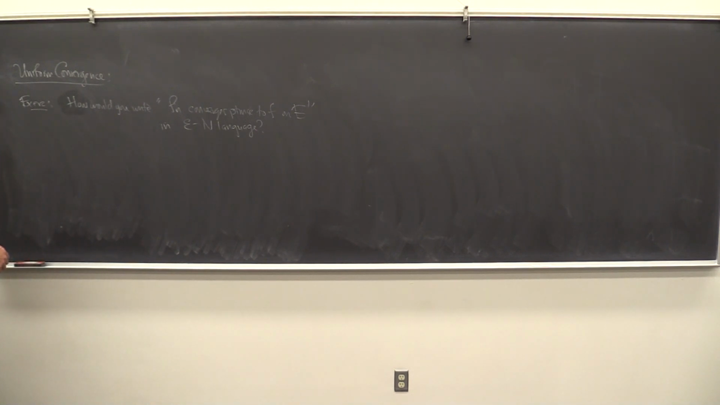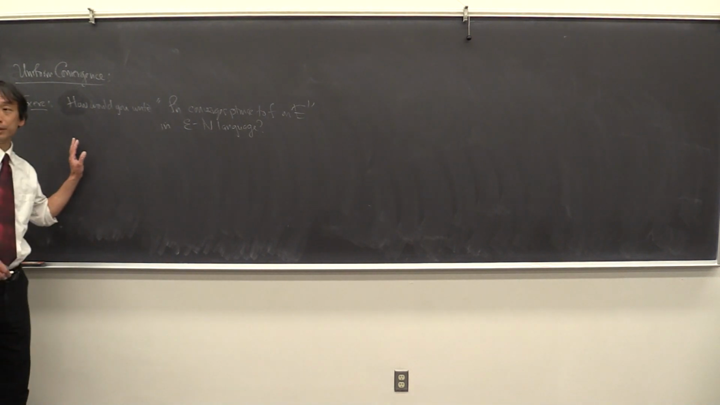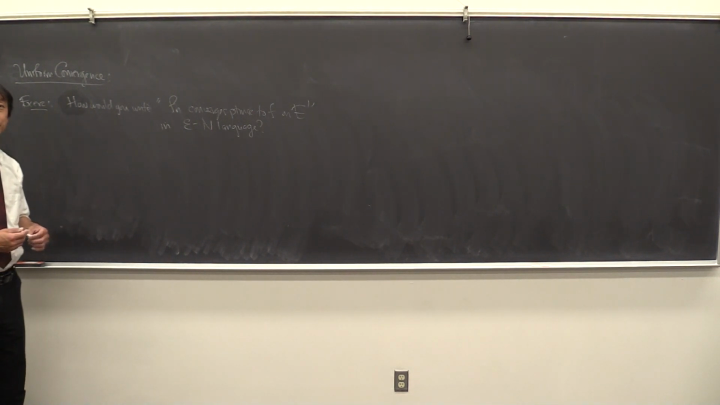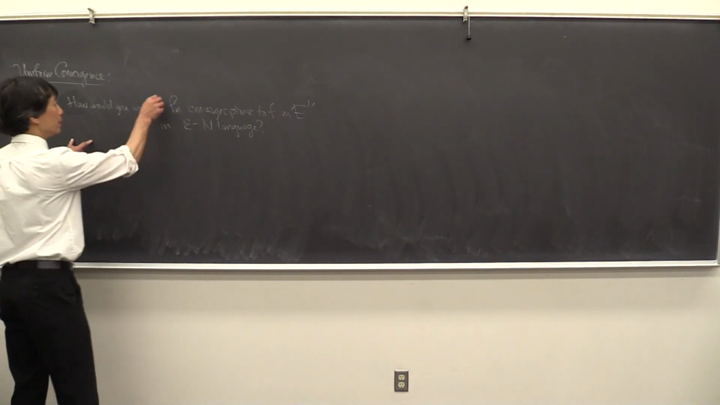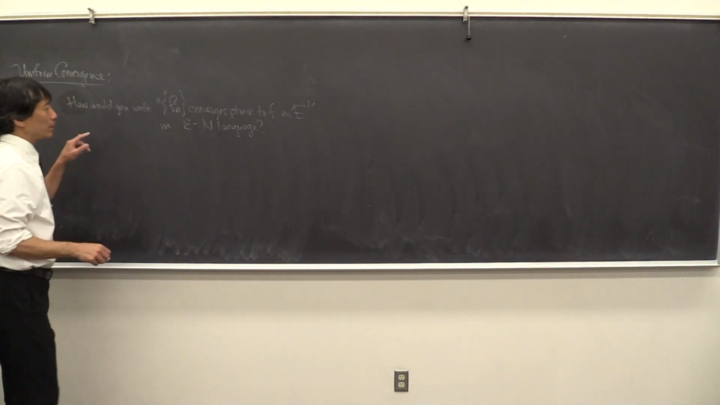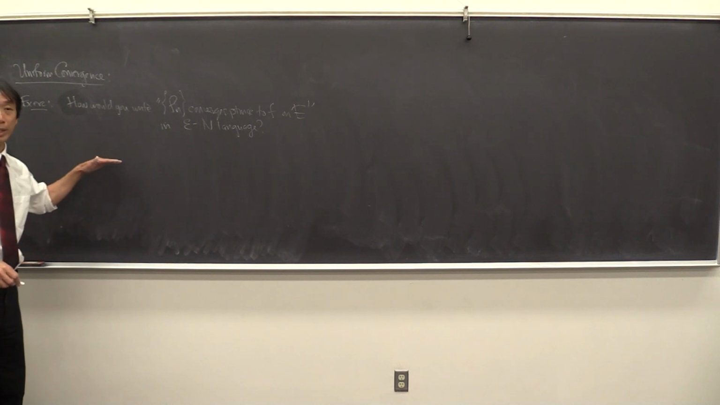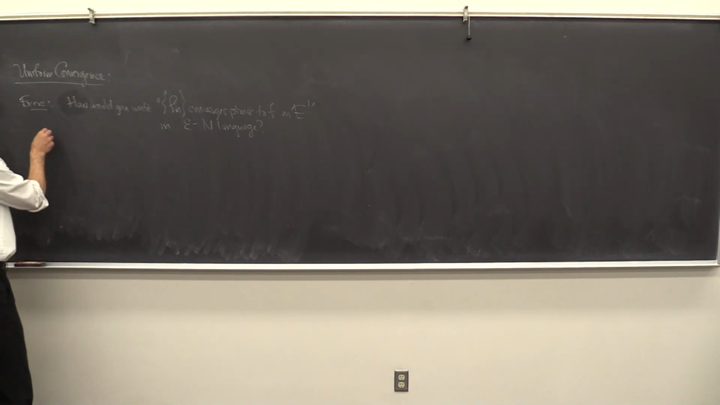Okay, so would anybody like to say what they wrote down? Right, f sub n converges pointwise to f. What does that mean? That means that at every point you've got convergence. So let's just write it down.